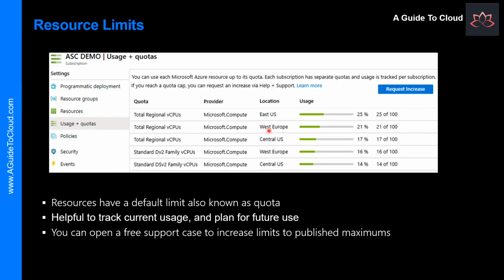So the limits shown are the limits for your subscription. If you need to increase a default limit, there is a request increase link. You will complete and submit the support request. All resources have a maximum limit listed in Azure limits. If your current limit is not already at the maximum number, the limit can be increased.